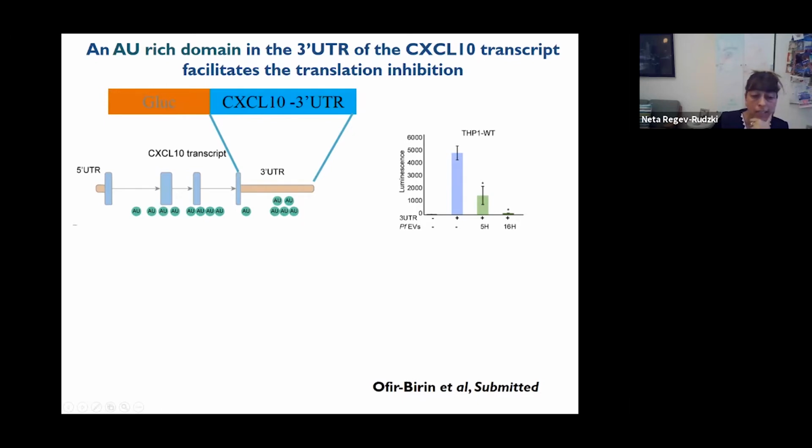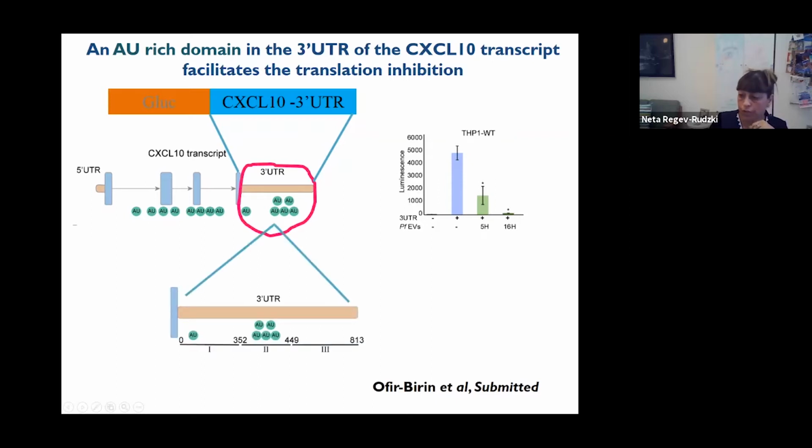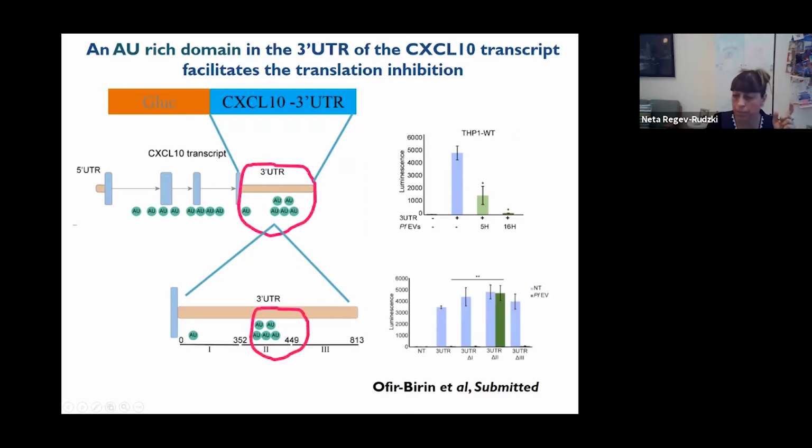We then decided to zoom into this area and divided it into 3 more subdomains and examine the effect of each of these domains on the reporter marker, to test its translation. And what we found is that this small region of almost 90 base pairs controls the translation inhibition. So all the information is in this area, in this sequence.